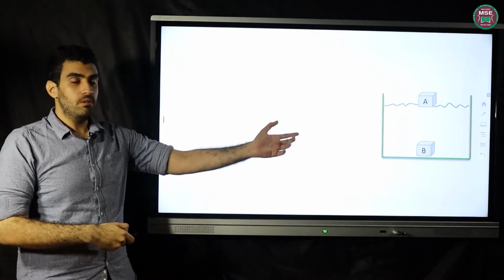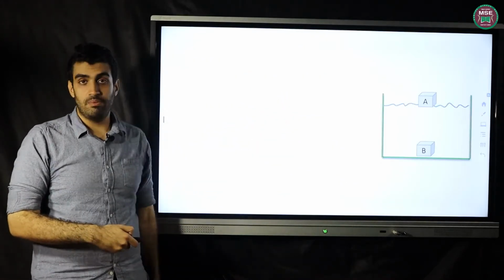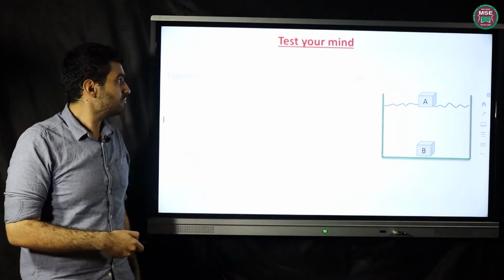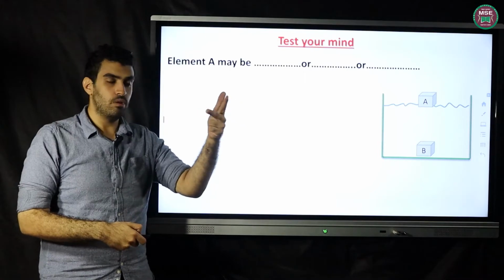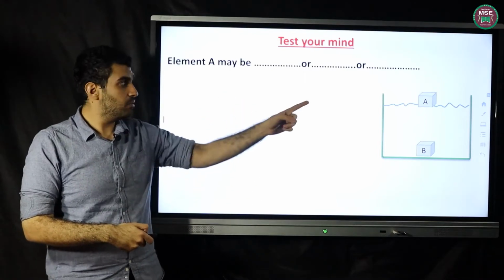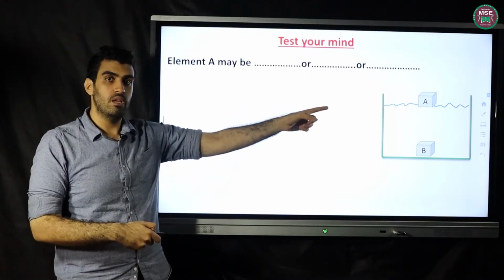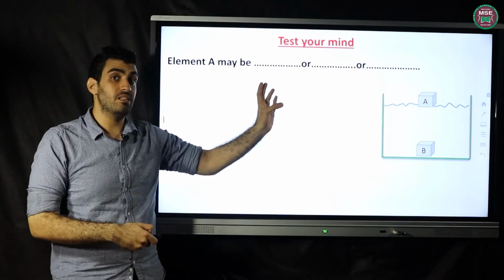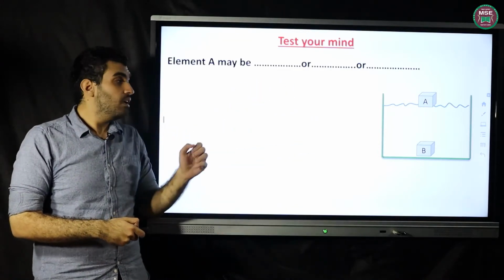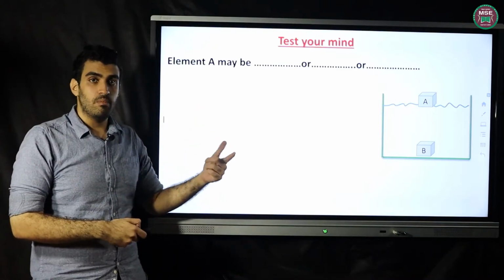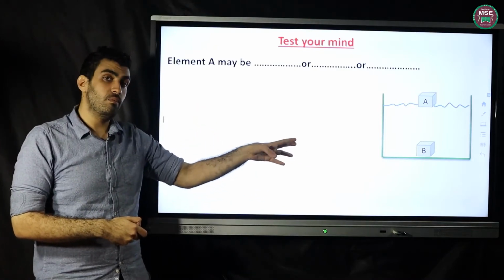This is an example. Element A and element B. What do you expect for element A? Element A may be lithium or sodium or potassium. Why? Because it floats on water surface, and once it floats it has lower density than water. Element B may be rubidium or cesium. Why? Because it sinks in water.